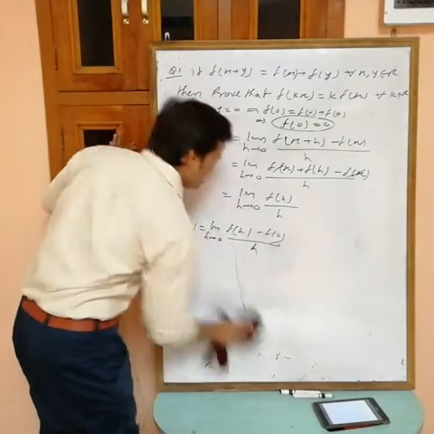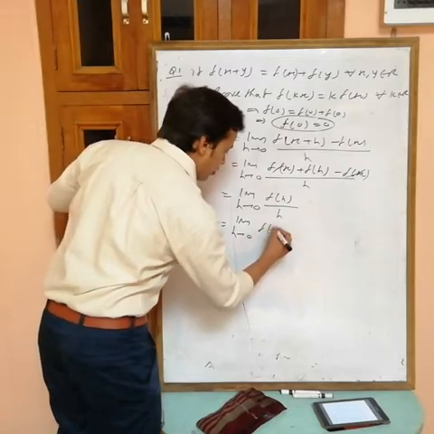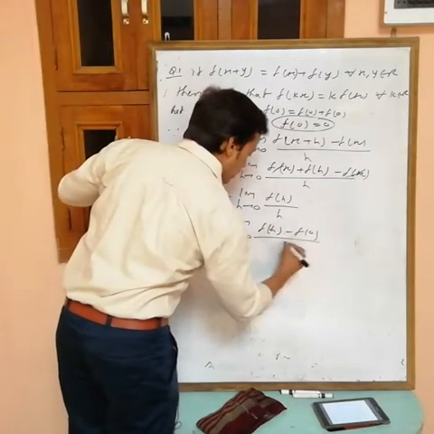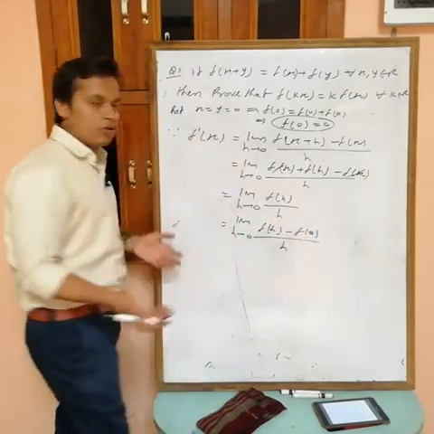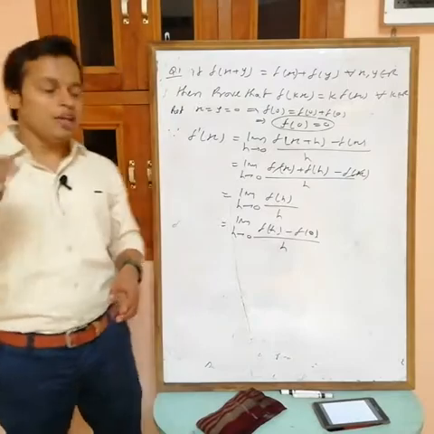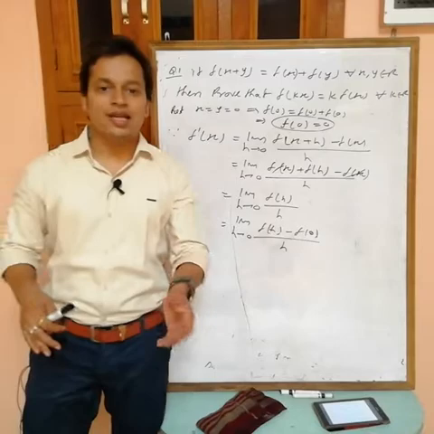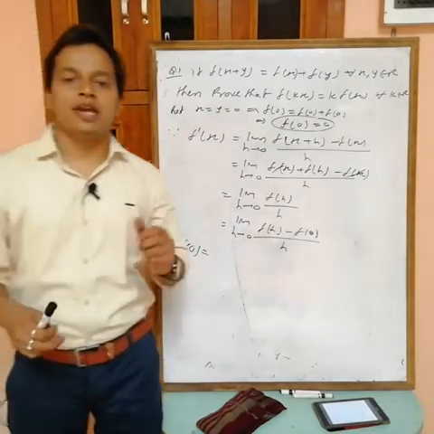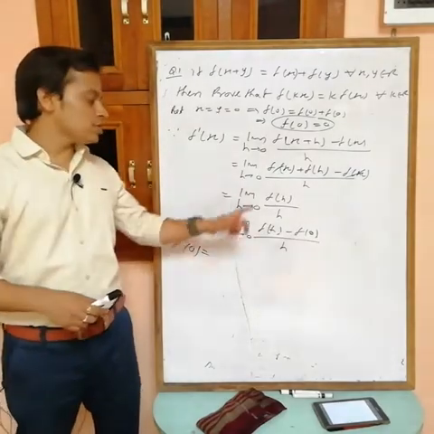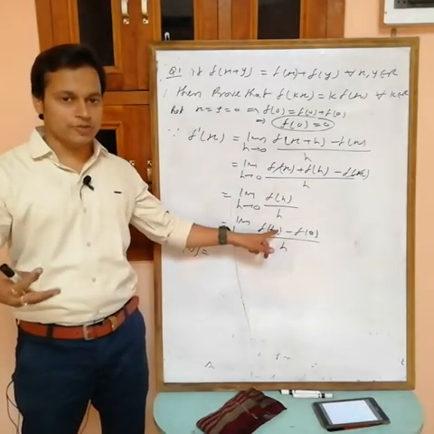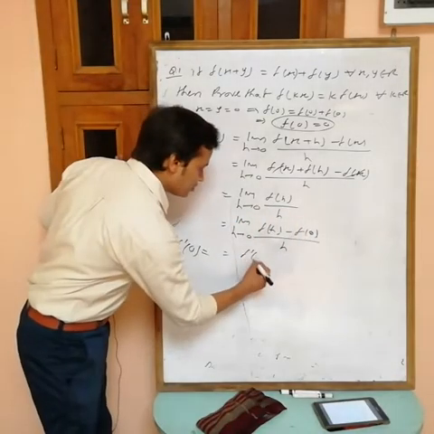Now see, I can write this one as limit h tending to 0, (f(h) - f(0))/h, because f(0) equals 0 now. So if you subtract, there is no problem, because the value of this one is 0. Now see, can you find the value of f'(0)? f'(0), by using the formula of f'(a), is limit h tending to 0, (f(a + h) - f(a))/h. So f'(0) is limit h tending to 0, f(0 + h), it means f(h), minus f(0), by h. So this is the value of f'(0).